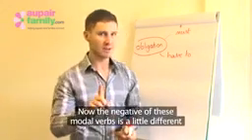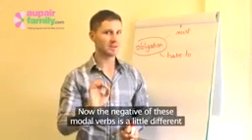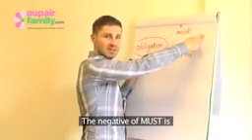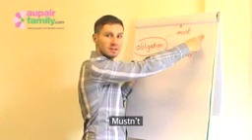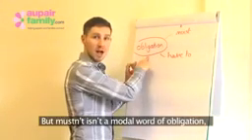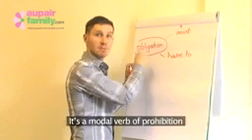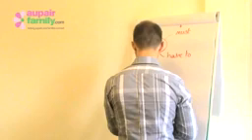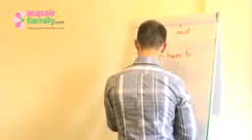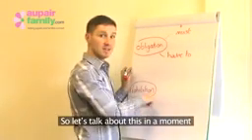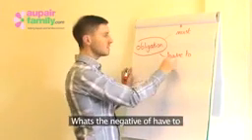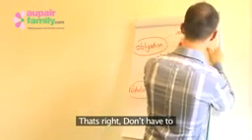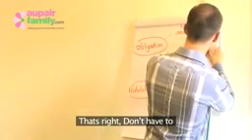Now the negative of these modal verbs is a little different. Because let's look. The negative of must is mustn't. But mustn't isn't a modal verb of obligation. It's a modal verb of prohibition. So, let's talk about this in a moment. What's the negative of have to? That's right, it's don't have to.